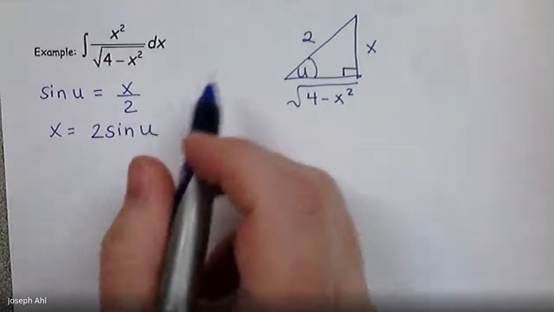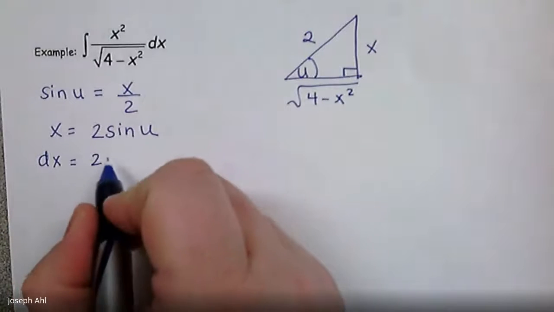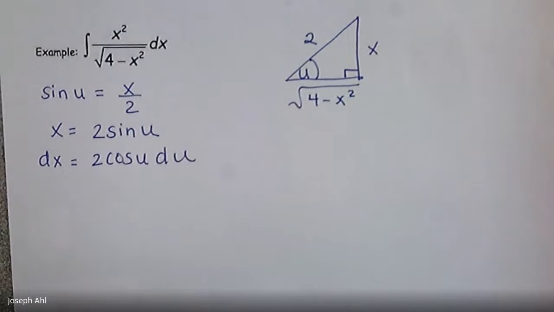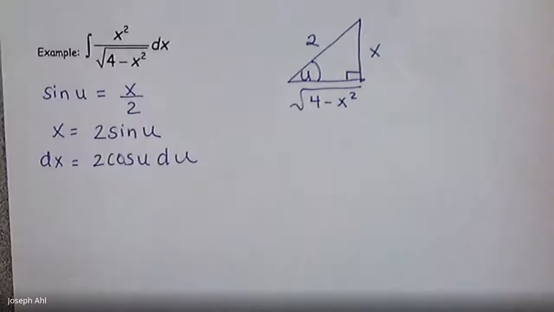We know that dx is going to have to get replaced, so dx would be similar to what we did a moment ago, 2 cosine u du. And that should be good for now. I'm sure in the end I'm going to also need u once I eventually integrate here, but we'll wait on that for a second. Let's see if we can start making some substitutions.